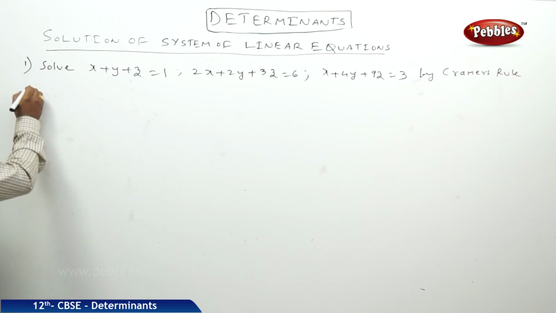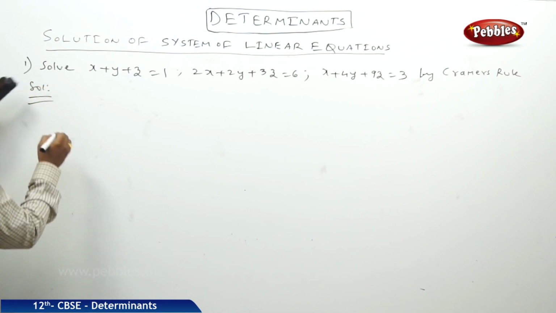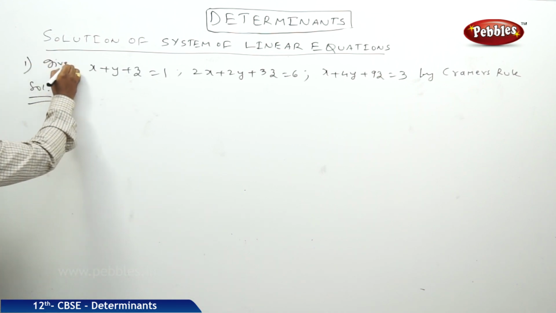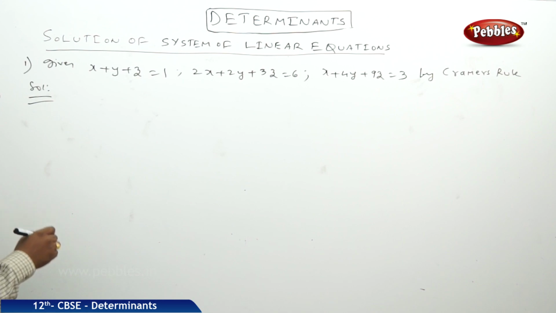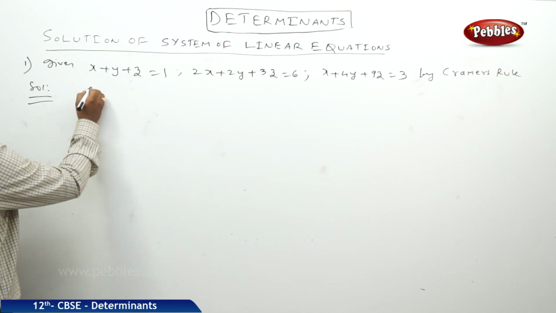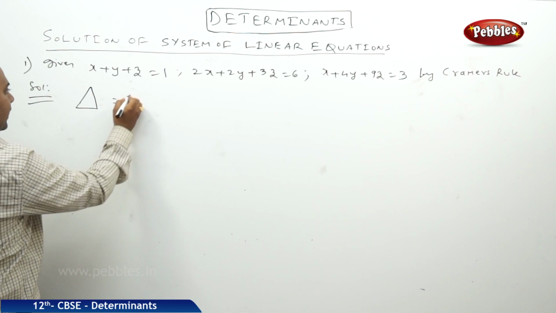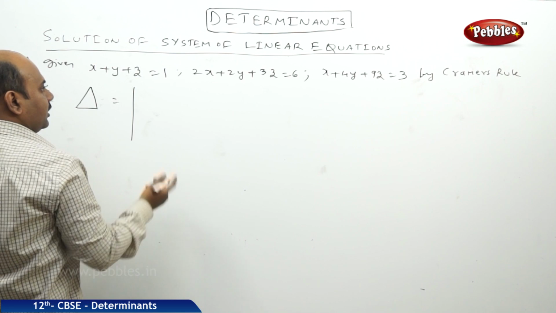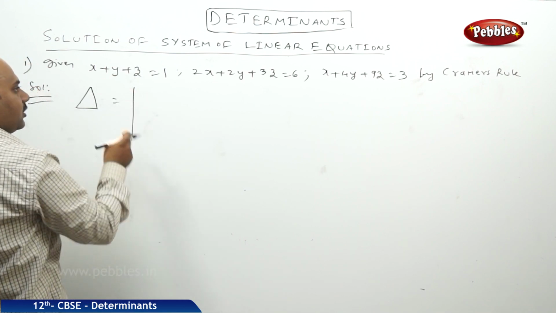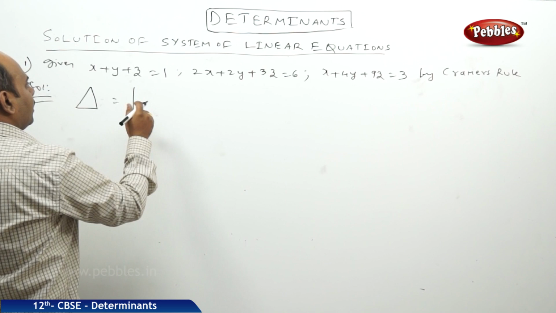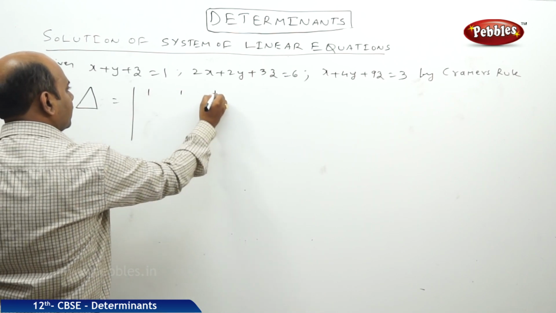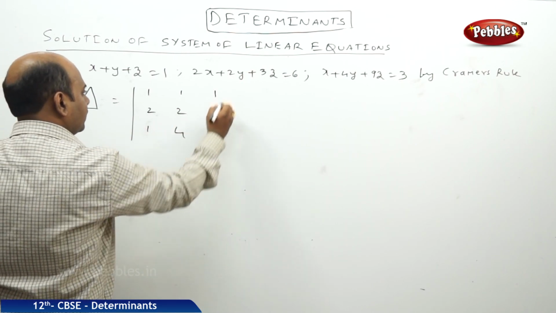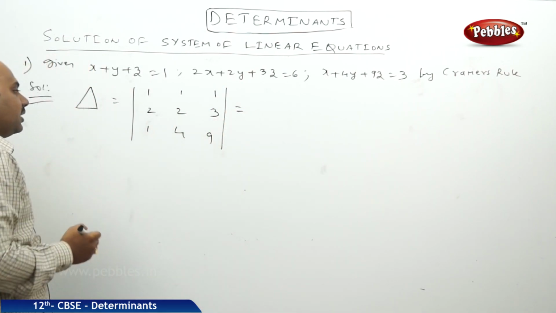Now, these are the given system of equations. I will find delta at the beginning, and delta is nothing but the determinant of the coefficient matrix. The coefficient matrix is obtained by writing the coefficients of x, y, z from the given system of equations: 1, 1, 1, then 2, 2, 3, then 1, 4, 9. Now I will find its determinant.